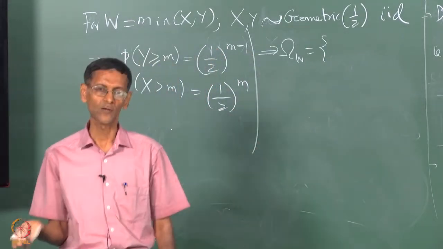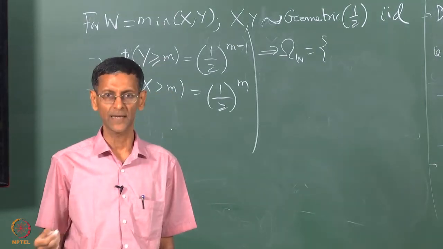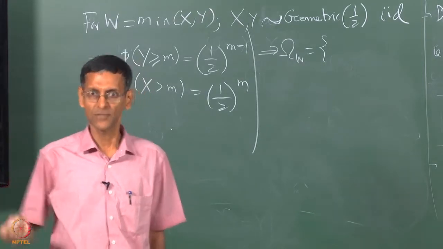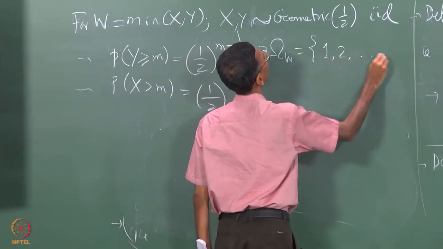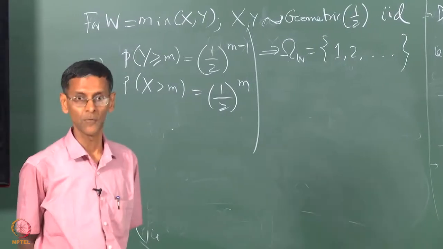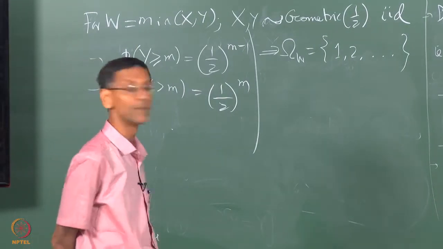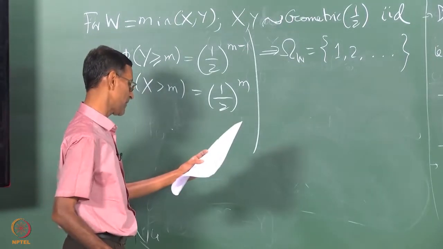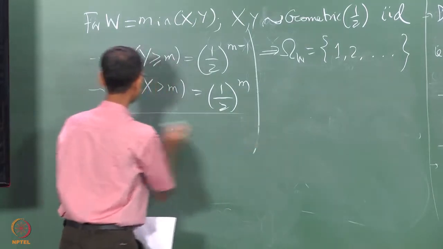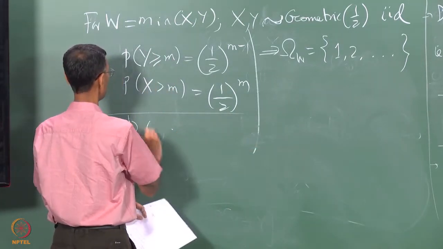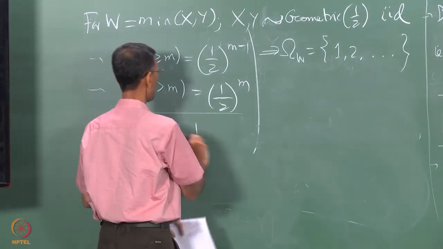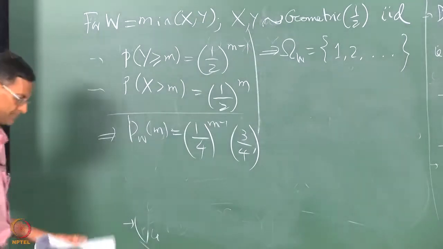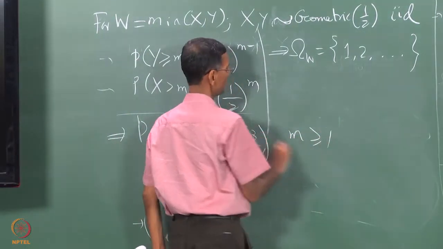X can go from 1 to infinity, not 0 to infinity, right. So in the geometric case we are starting the trial counting from 1. So omega can be 1 itself, and there is no limit on how large omega can be potentially. So you have to allow all positive integer values, 1, 2, up to infinity. So what is this? If you plug it all in there, what is X equal to m? So the probability that X equals m is half power m minus 1. So if you do all this together, you will find that P_W of m, you get this interesting expression. This is 1 by 4 to the power of m minus 1 into 3 by 4 for m greater than equal to 1.